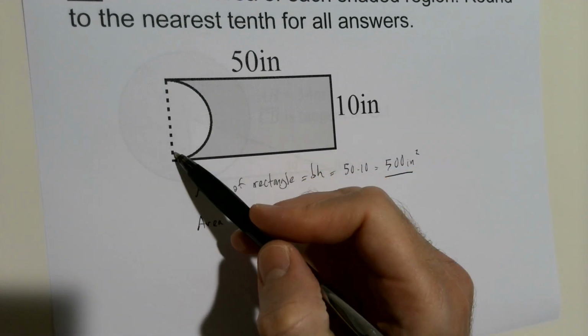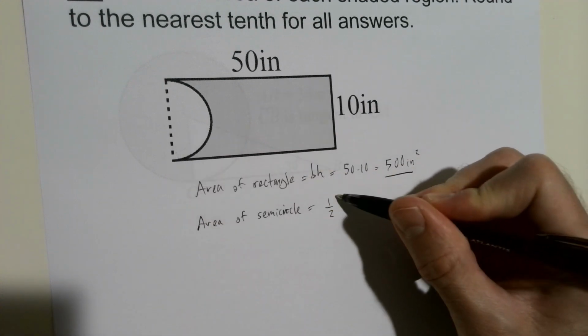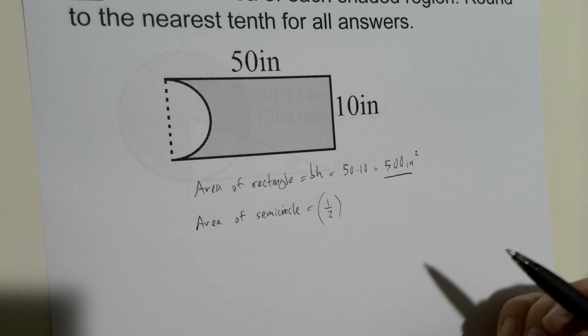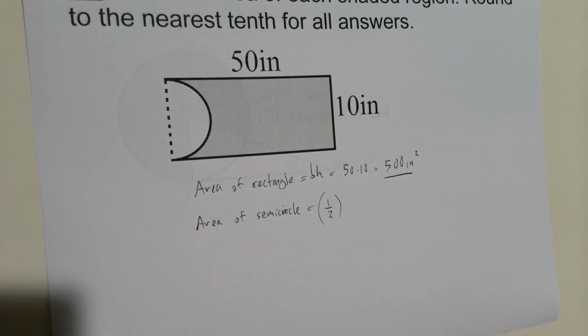So the rotation's 180. 180 over 360 is just a half. So it's going to be 1/2 of. Okay, so we need two things. We need angle of rotation. We know that that's 180. We also need the radius.